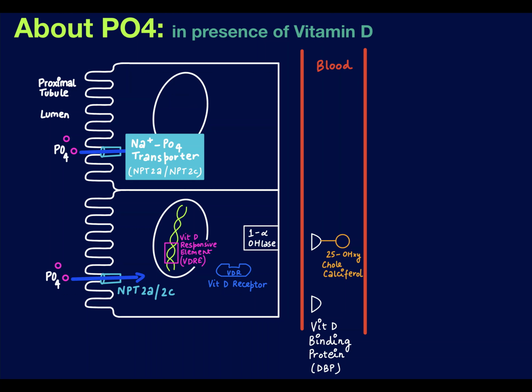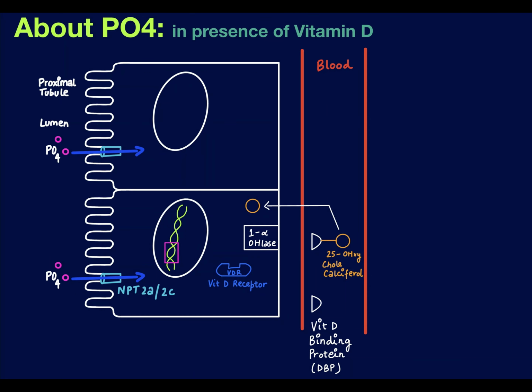So in the liver, vitamin D is converted into 25-hydroxycholecalciferol. This 25-hydroxycholecalciferol is carried by vitamin D binding protein, aka DBP, to the site where the final step in the activation of vitamin D occurs, that is the PCT.